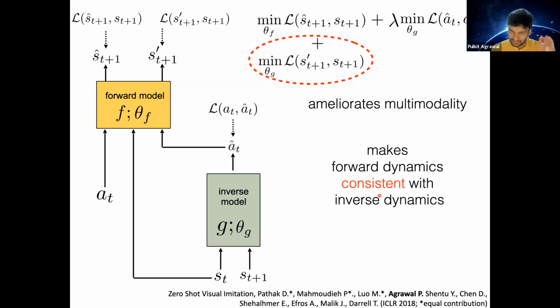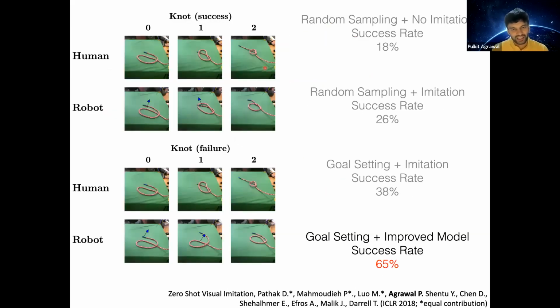Now, this loss was referred to as the forward consistency loss in one paper a couple of years back. It turns out if you are willing to improve the inverse model in this way, then on the rope task that we saw, you can improve your accuracy from around 26% to 65%. What this means is that multimodality was a big issue when you're trying to train inverse models. And if you're able to fix it, then it can lead to significant performance improvements.